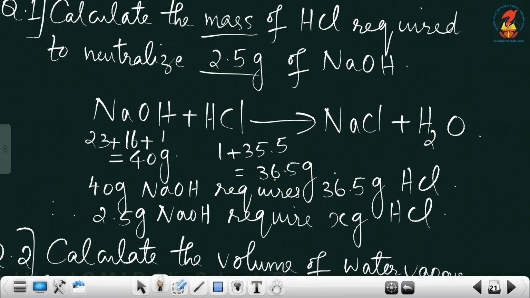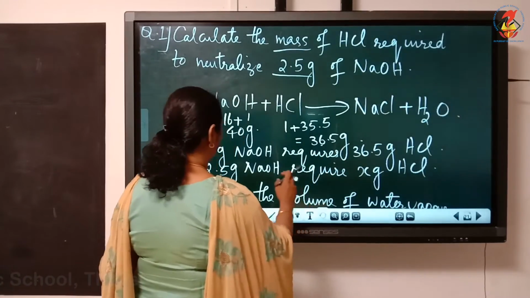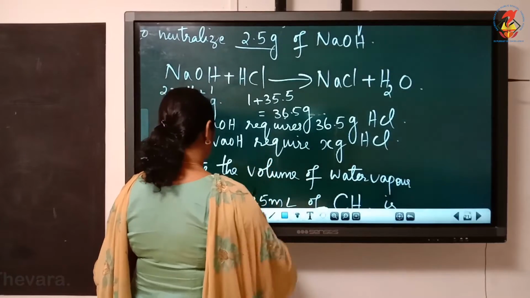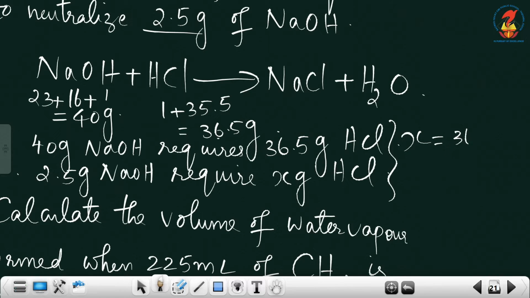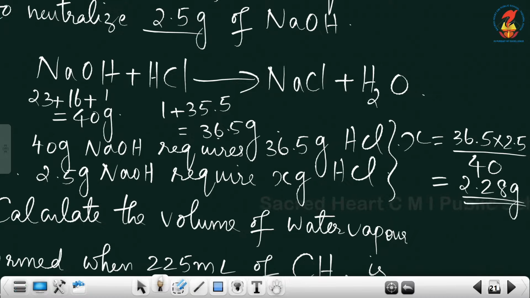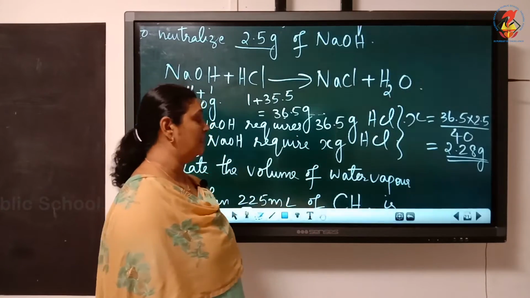Now here you can use the unitary method. Unitary method means you can solve for X. Now how will you solve for X? X is equal to 36.5 into 2.5 divided by 40, and the answer is 2.28 gram. So we can say 2.28 gram of hydrochloric acid is required to neutralize 2.5 gram of sodium hydroxide. So this is the answer, 2.28 gram.